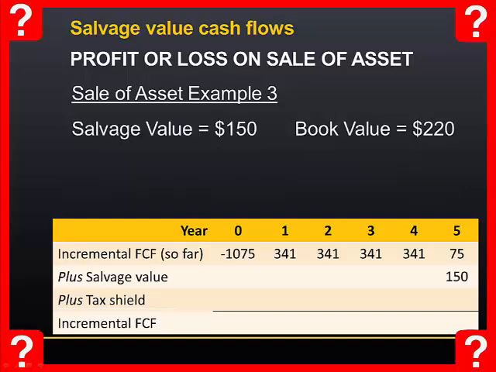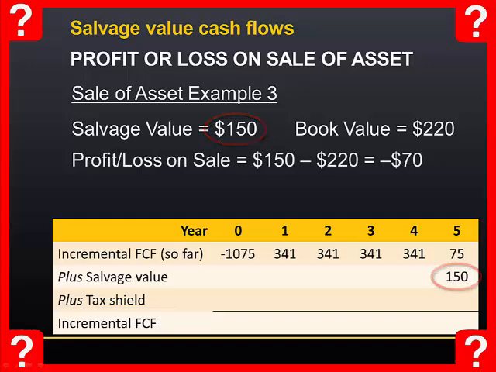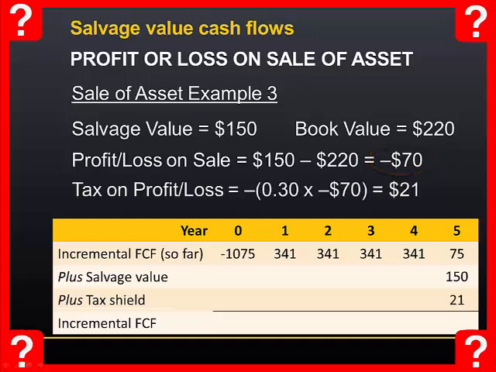Again, the salvage value of $150 is a cash flow. The profit or loss is $150 minus 220. We've made a loss of $70. The tax effect is the negative of the tax rate times the loss, which gives us a positive number of $21. Because we can claim the $70 loss as a tax deduction, we pay $21 less tax than we otherwise would. So we have an incremental cash inflow. We are $21 better off as a result of the loss.